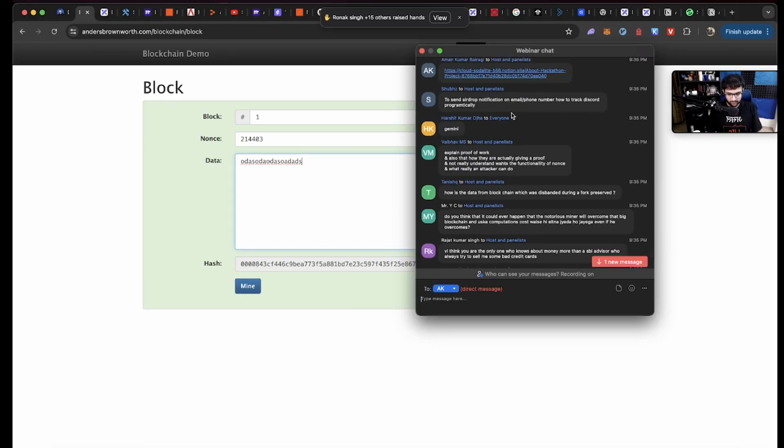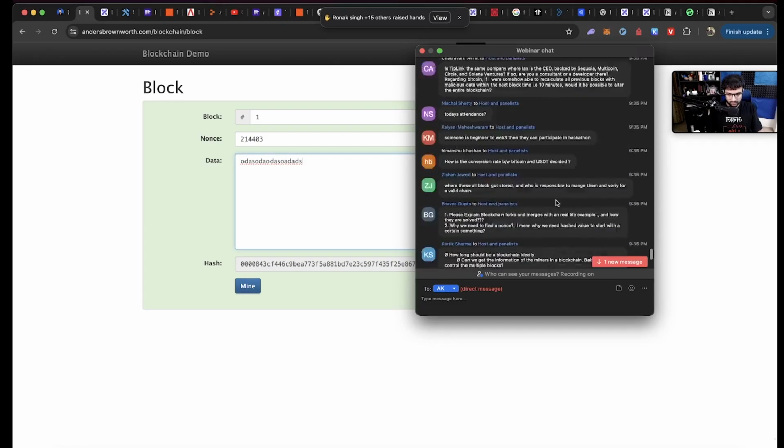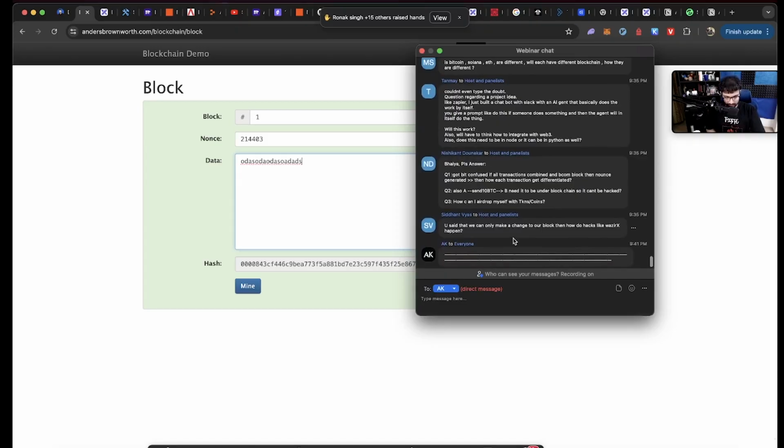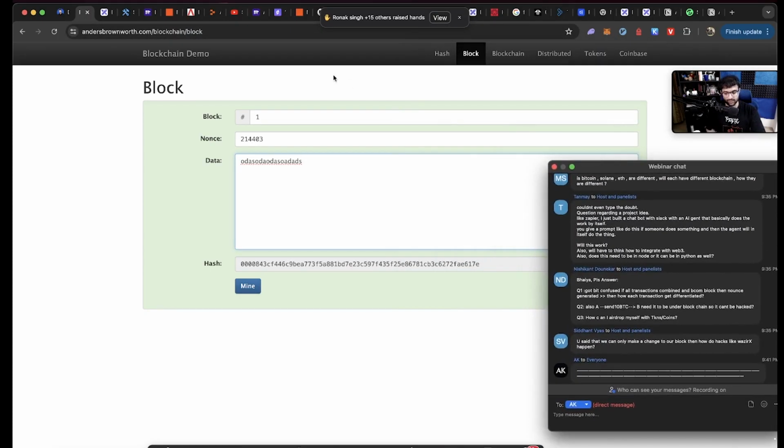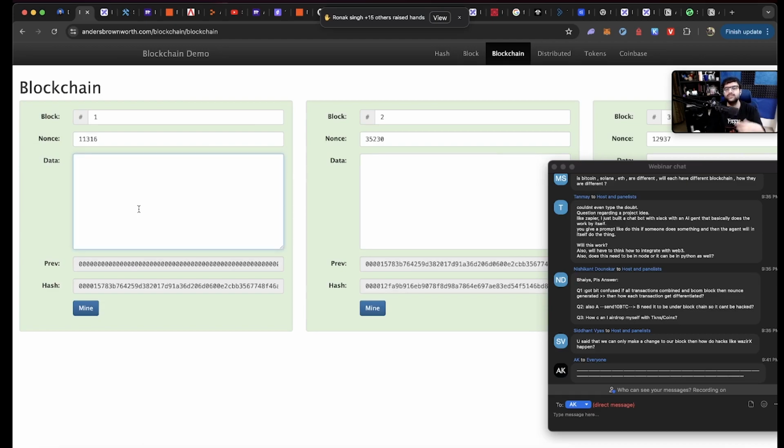To send airdrop notification on email, phone number, how to answer that? Let me start from the bottom now. So we can only make changes to our block. Then how did the WazirX hack happen? Exactly. Great question. You can only change your own block. I said you can only change your own transactions, or you can remove transactions.